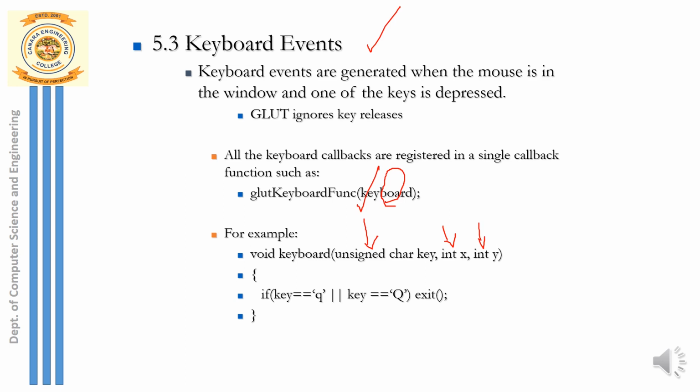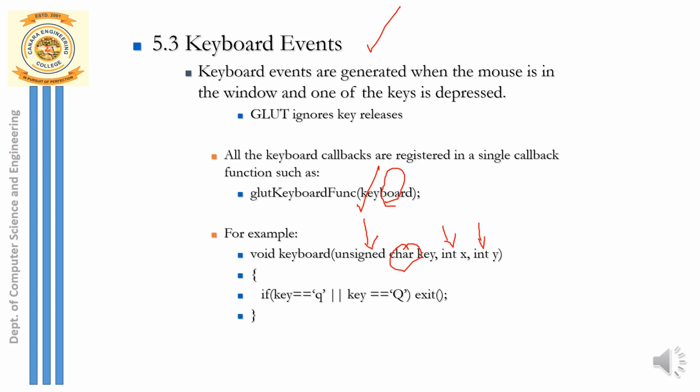First is the character, which key is pressed. The data type is character, which alphabet key is pressed. So that is written, and then you have the next two parameters which indicate the current cursor position, given by X coordinate and Y coordinate. Okay, so this is a keyboard function.